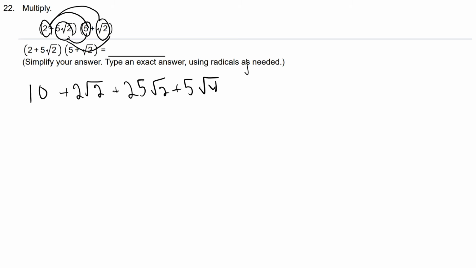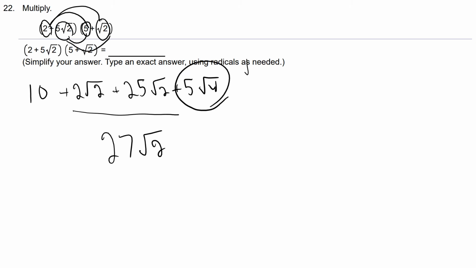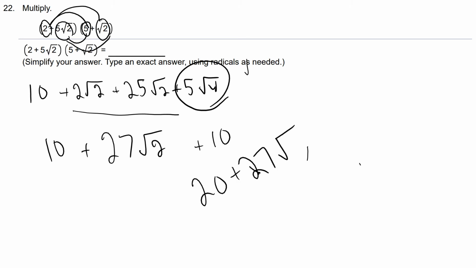In order to simplify all this out, what we're going to see is we have these two combine to just 27 square root of 2. And then this one can actually be simplified because the square root of 4, that's really a 2. So 5 times 2 is 10. I have actually a 10 in the front and a 10 in the back. So we're going to combine those to be 20 plus the 27 square root of 2.